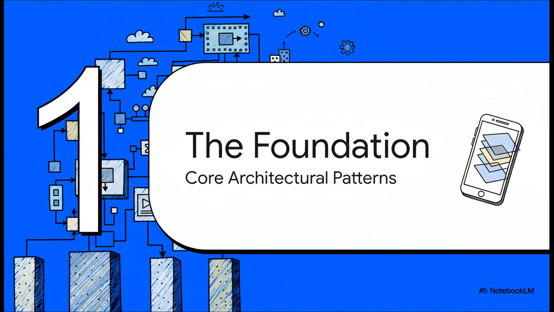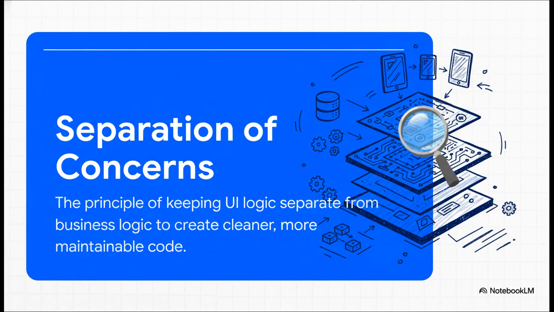Okay, so every great structure needs a rock-solid foundation. And for mobile apps, that foundation is built on a handful of core architectural patterns. These are the rules that decide how the entire system gets organized. First up is something called separation of concerns. Now, it sounds complicated, but the idea is actually super simple and really powerful. You keep the stuff the user sees and touches, the UI, totally separate from the brains of the operation, the business logic that handles all the data.